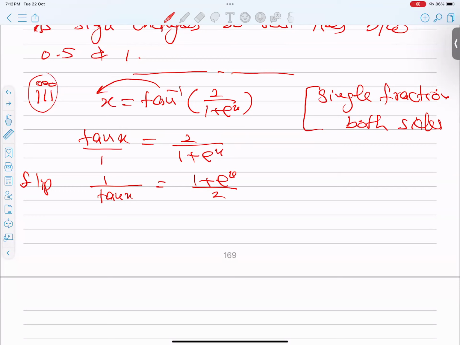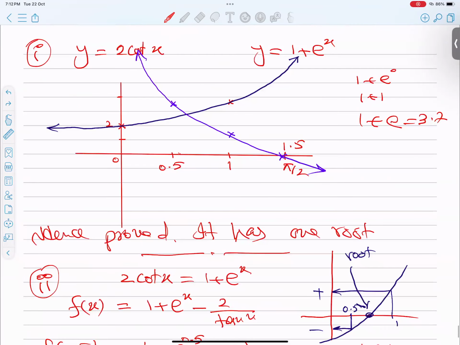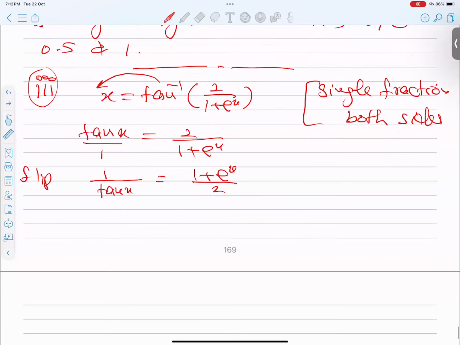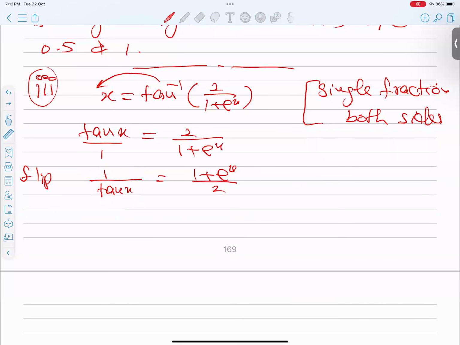You may ask why you're doing flipping, sir. Because I know that I have to prove cot, and cot is 1 by tan. That is why I brought in a denominator fraction. Now this is cot x, and here, the 1 plus e to power x by 2. This 2 will multiply here, and I have done it. Alhamdulillah Rabbil Alameen.